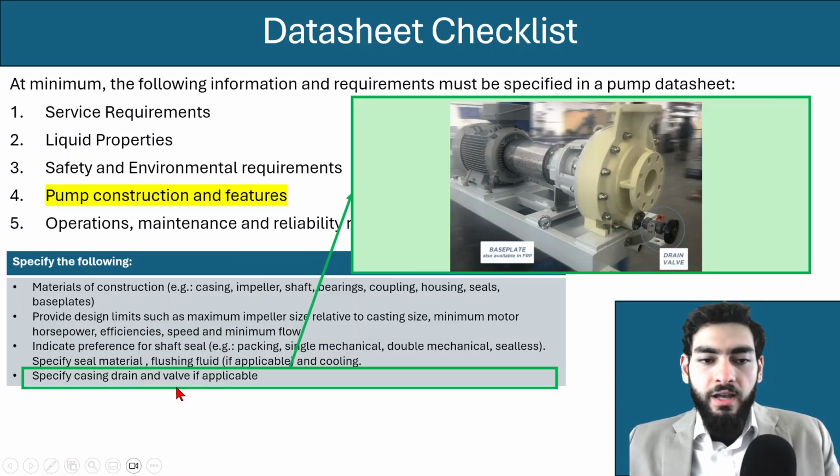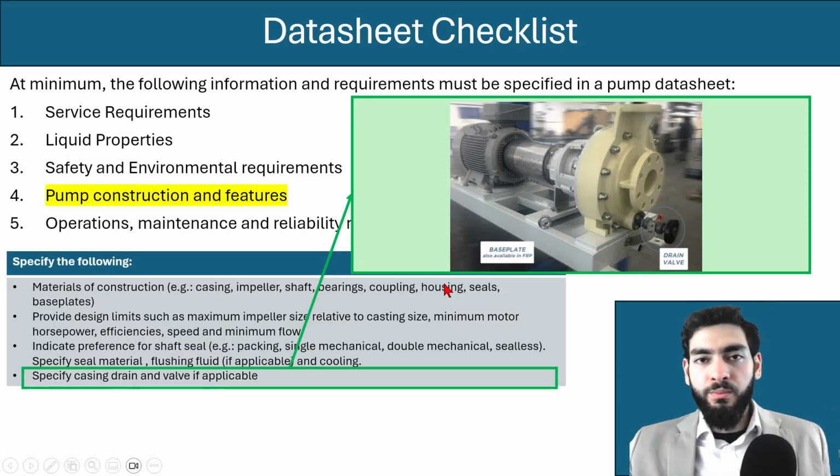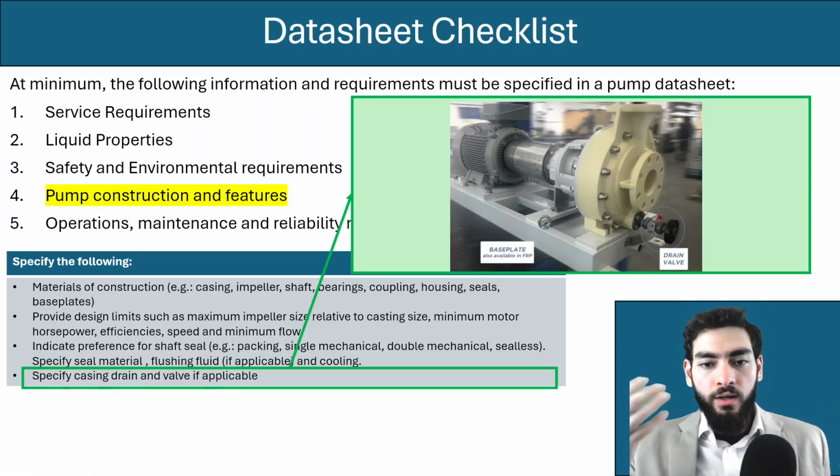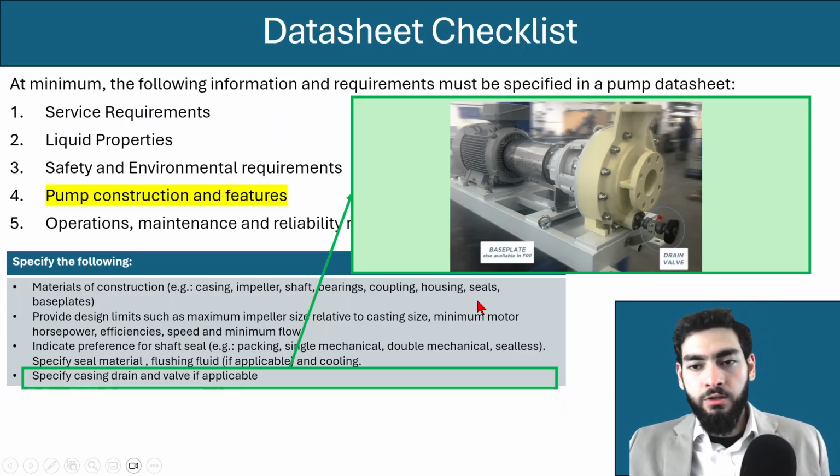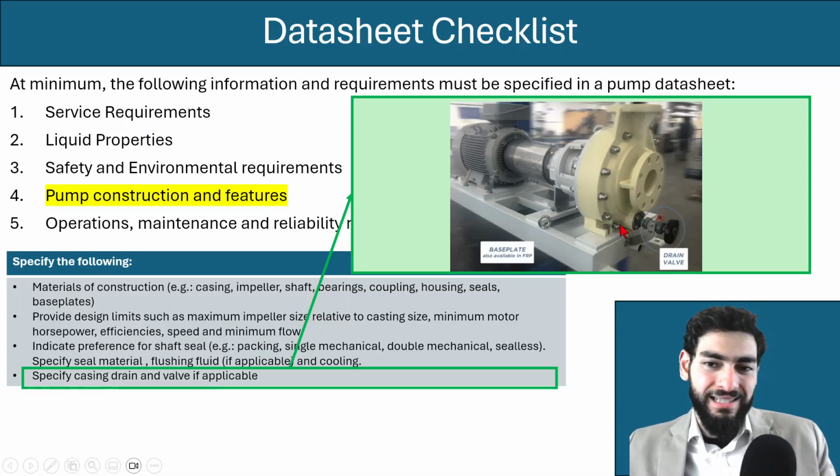Also, you want to specify if you need a casing drain, if applicable. So depending on where the pump will be operated and what kind of maintenance procedures you have, if you need to drain the pump casing, you might request a drain valve on the pump casing itself, which is similar to what is here in this picture.